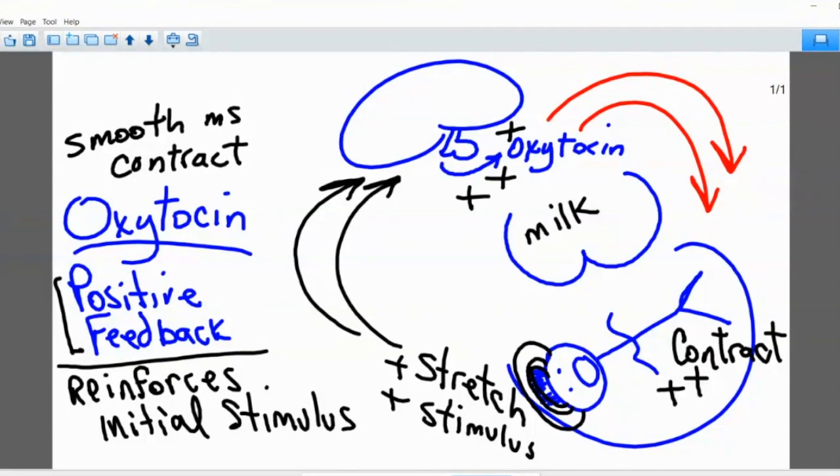One other thing, since we're about to do blood, I'll just mention this for when you get to lecture. Blood clotting is also positive feedback. Okay? So oxytocin and blood clotting, those are basically the two positive feedback things you need to know for lecture. That's about it, to be honest.